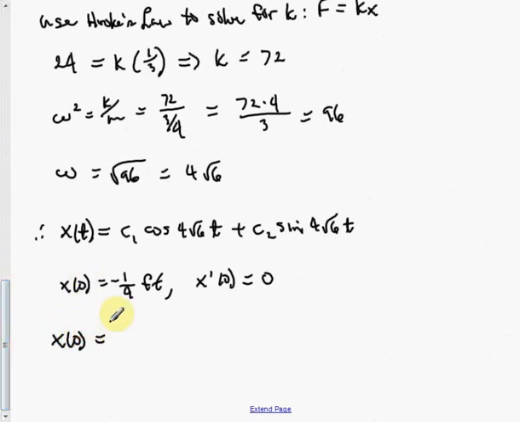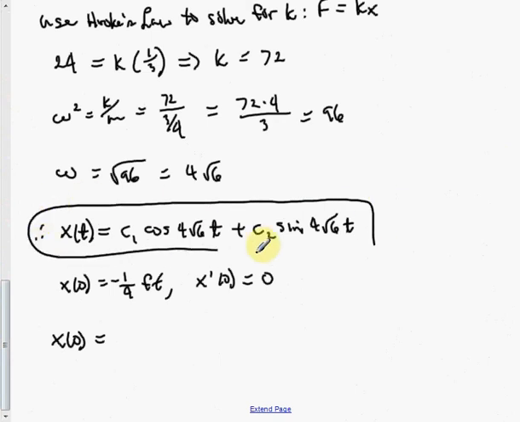So let's take the first one, x of 0. Just plug in for this equation, plug in where we have t, just plug in 0. So we get c sub 1 times cosine of 0 plus c sub 2 times sine of 0. Well, let's see what that is. This is just c sub 1 because cosine of 0 is 1, sine of 0 is 0. This is c sub 1, but here it is set equal to negative 1 over 4.